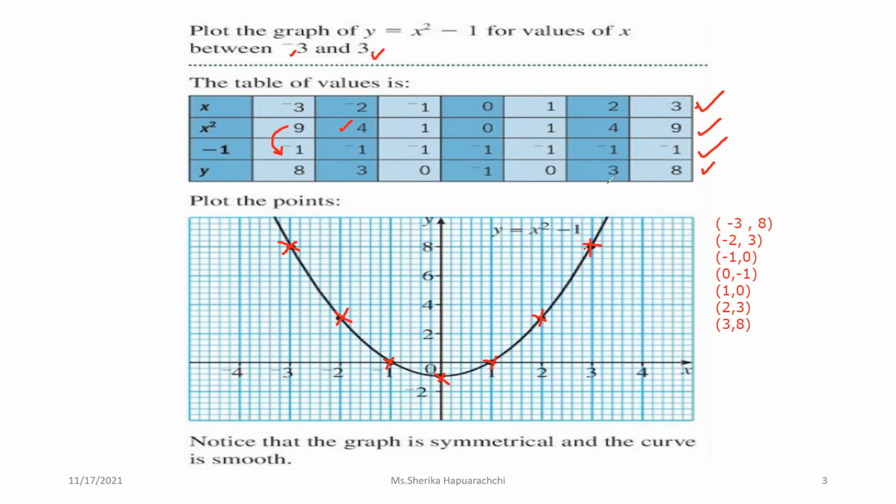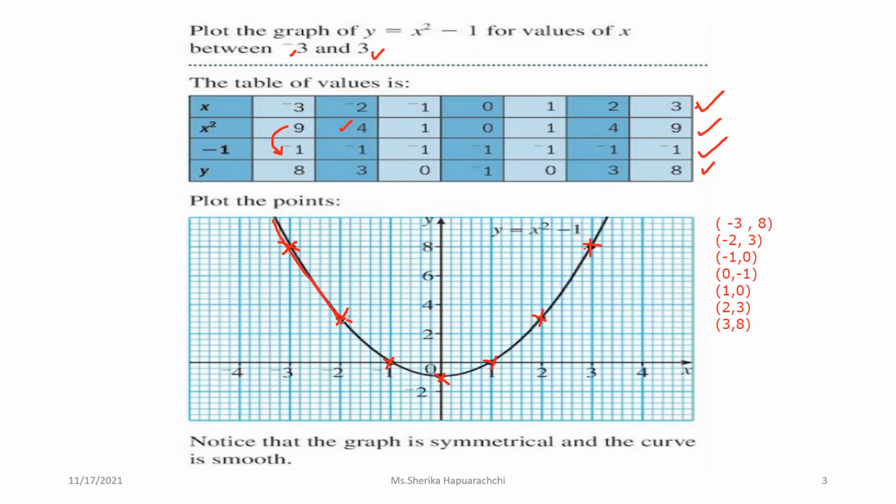Remember, when you get an equation, the first thing is you have to complete the table. After you complete the table, you take your coordinates. Then by using the coordinates, you plot them on a grid. After you plot those points, you have to join those points. That is the next step. Like this, you have to join the entire thing.